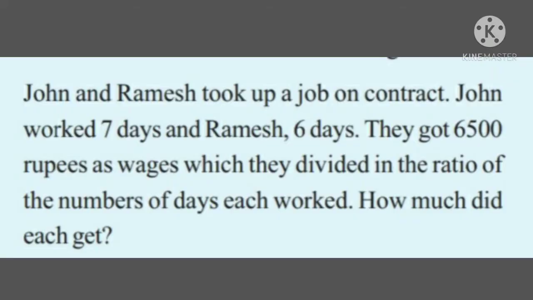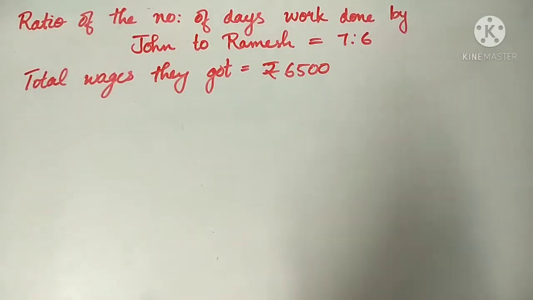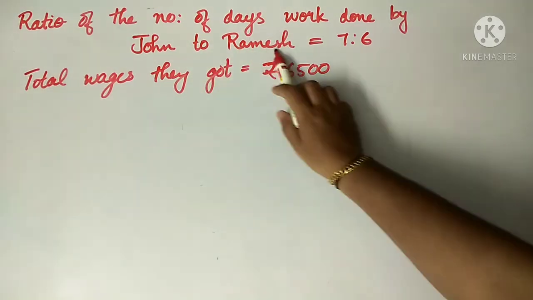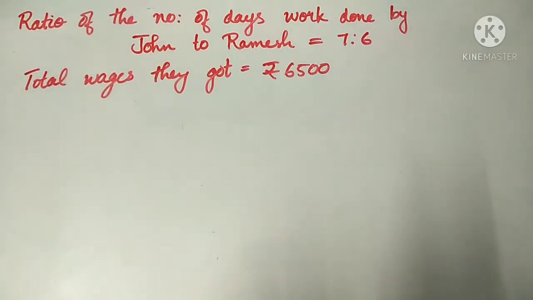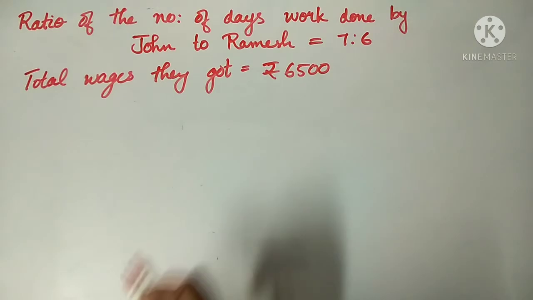Next question. John and Ramesh took up a job on contract. John worked 7 days and Ramesh 6 days. They got 6,500 rupees as wages, which they divided in the ratio of the number of days each worked. How much did each get? According to the question, under the contract, John worked 7 days and Ramesh worked 6 days. So, the ratio of the number of days work done by John to Ramesh is 7:6. And total wages they got is 6,500 rupees.